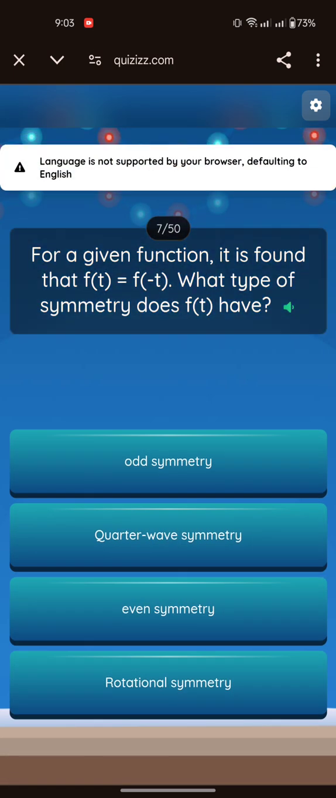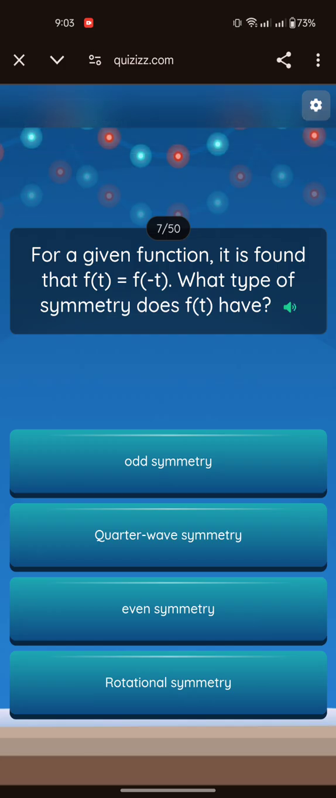Question. For a given function, it is found that f(t) equals f(-t). What type of symmetry does f(t) have? Option 1 odd symmetry. Option 2 quarter wave symmetry. Option 3 even symmetry. Option 4 rotational symmetry.